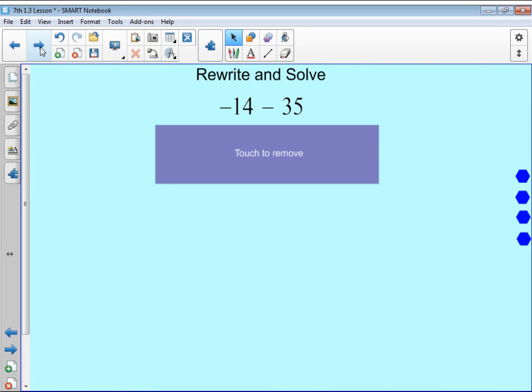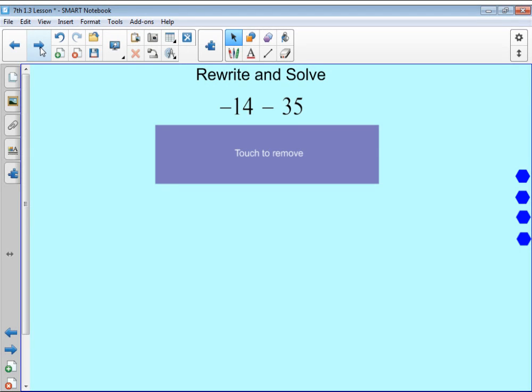Okay, so rewriting and solving. Now this is the step that is optional after this lesson. Okay, today I want you to practice it. Some of you are going to need it. So that's why I'm going to have everybody practice it. And some of you aren't. Okay, once you've worked with integers quite a bit, you can kind of eliminate this step just because you get used to looking at the symbols that are in front of a number.